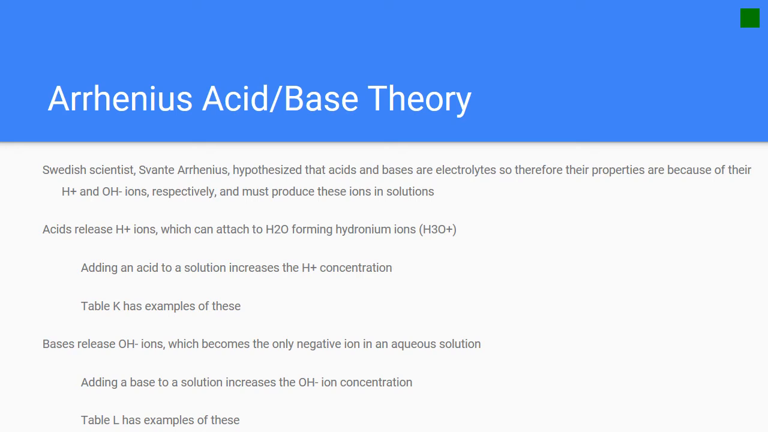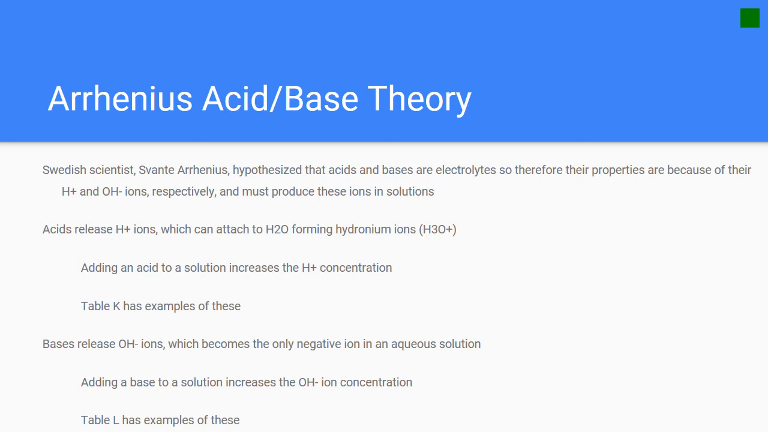So acids release H plus ions, hydrogen ions, which can attach to water, forming hydronium ions. Adding an acid to a solution increases the hydrogen ion concentration, and Table K has examples of these. If you notice, the acids given in that table all have a hydronium ion attached.